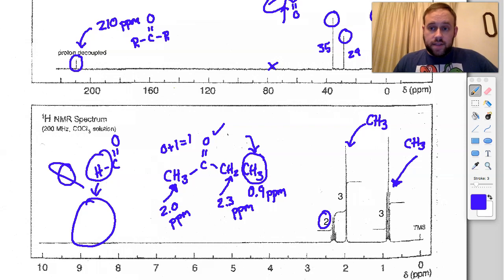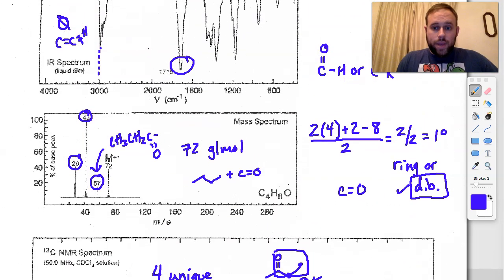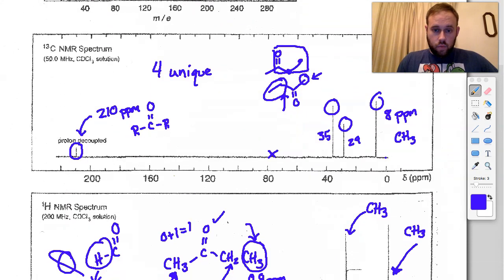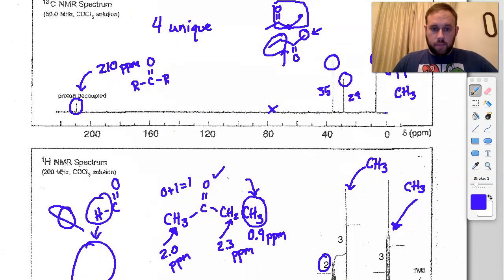With all of this evidence piled up, we can confirm the final structure of the compound as being one of these butyl ketones. It would actually be 2-butanone, which is the official IUPAC name. And this is supported by all the spectroscopy here.